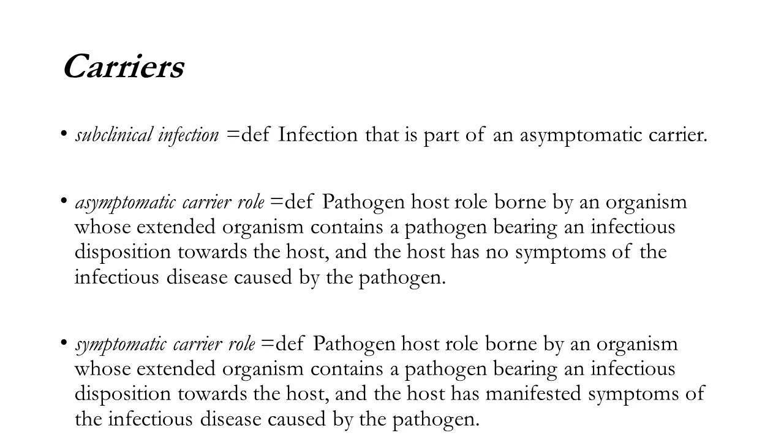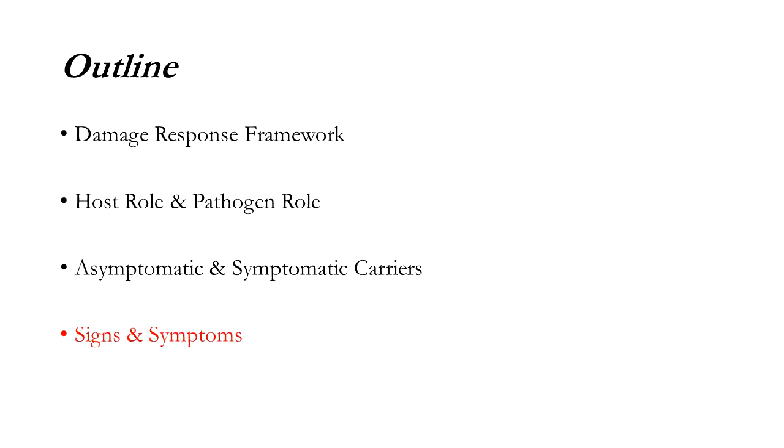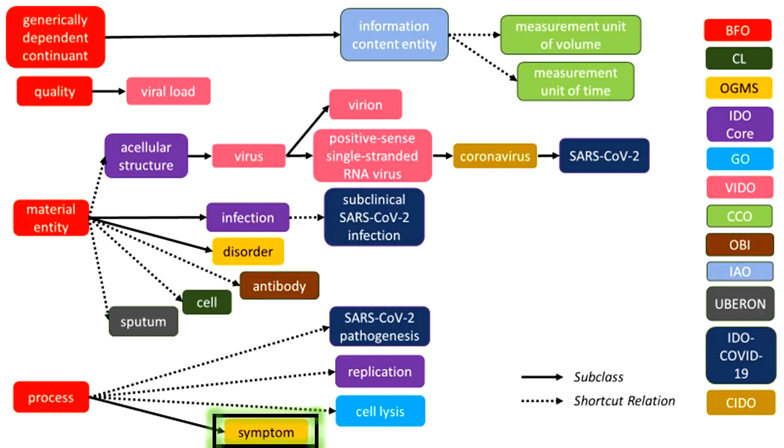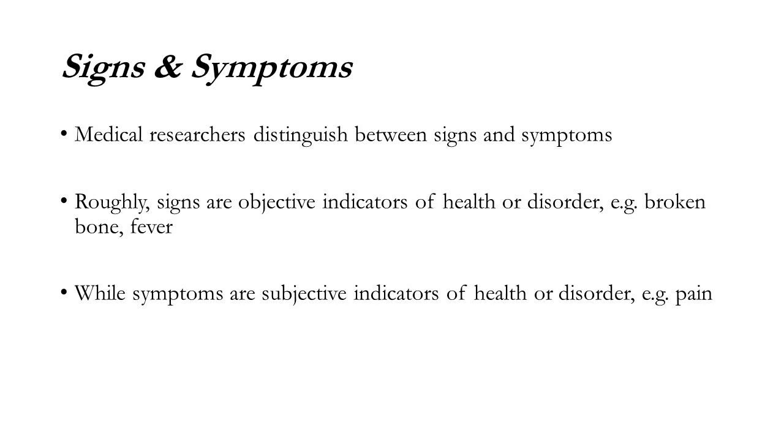Symptomatic carrier role, this is in contrast. Everything's the same except the host has manifested symptoms of the disease caused by the pathogen. Now, importantly, we need to define what signs and symptoms are. We get this from the Ontology of General Medical Science, so OGMS. We import symptom and we import signs from this ontology because they already exist. We're not trying to reinvent the wheel here.